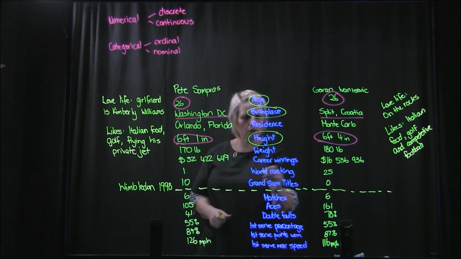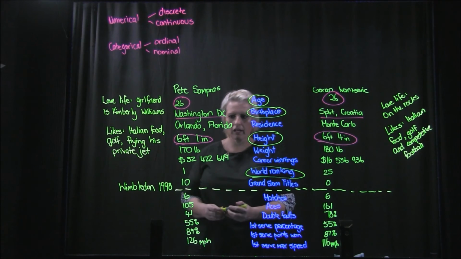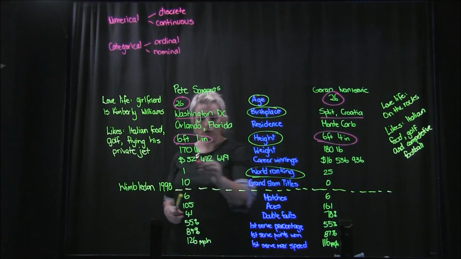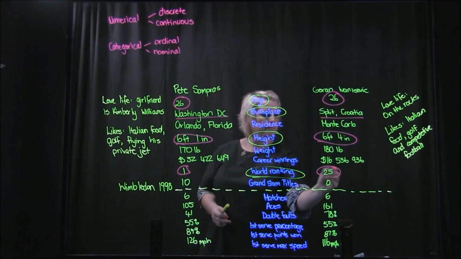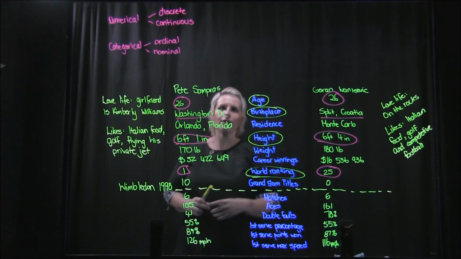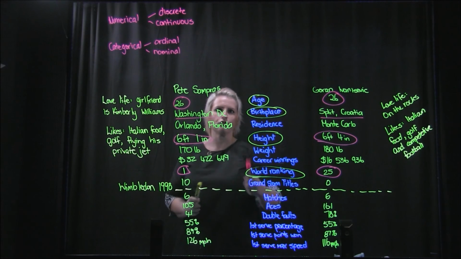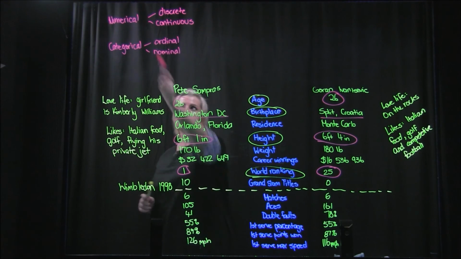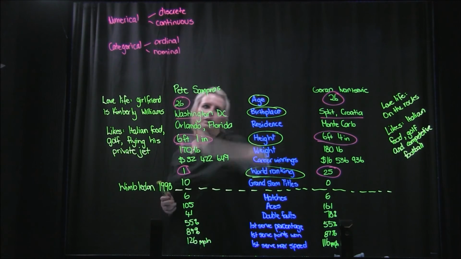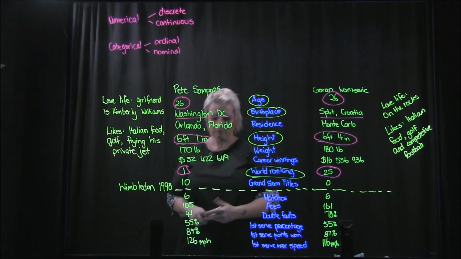Then let's look at world ranking. Okay, these ones definitely, look, we've got numbers, yeah? But you're not ranked 1.357 in the world. You are ranked first, second, third, fourth, fifth. So they're numbers, numerical, but they are discrete. They're not continuous, they're set numbers.